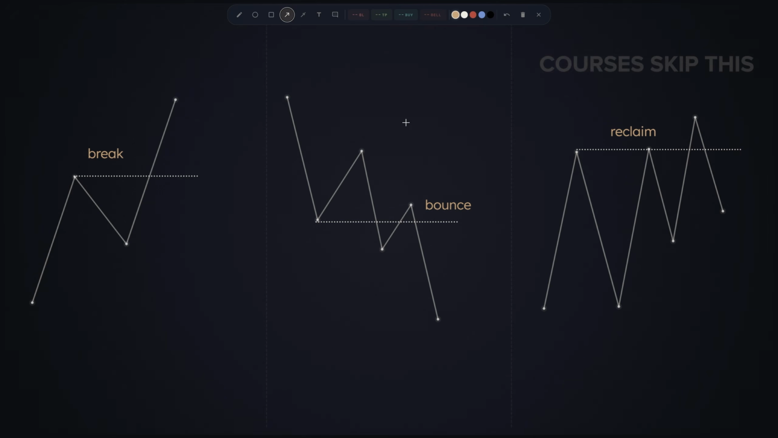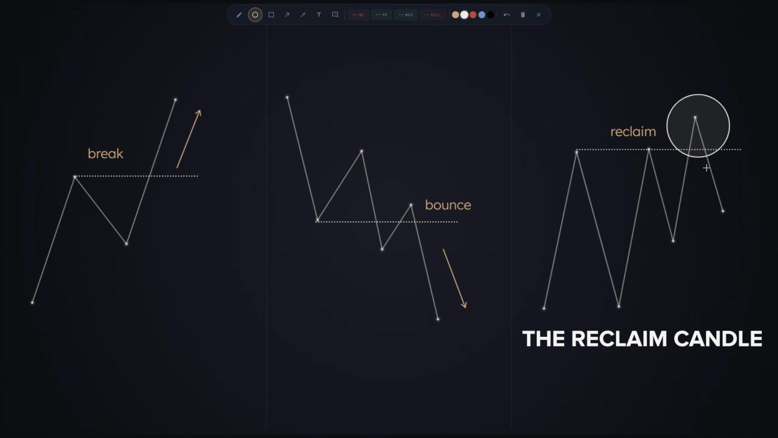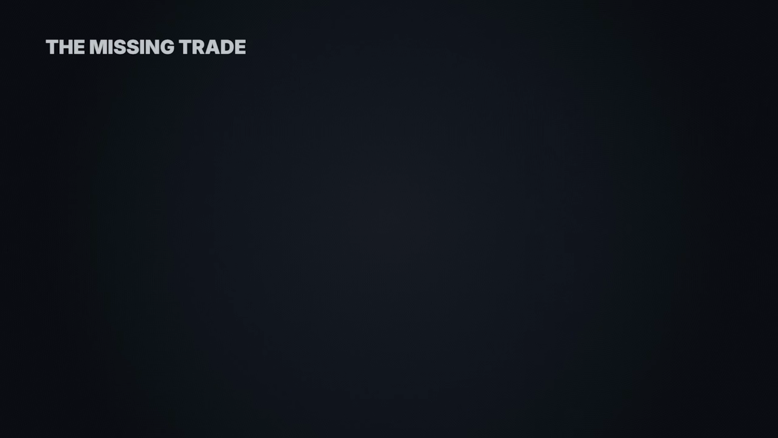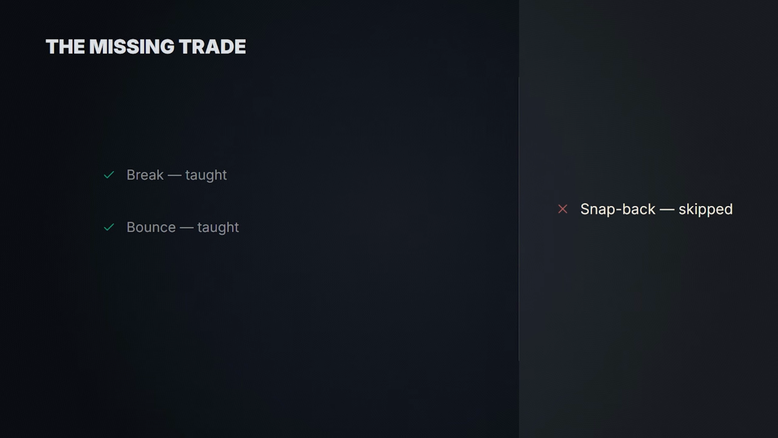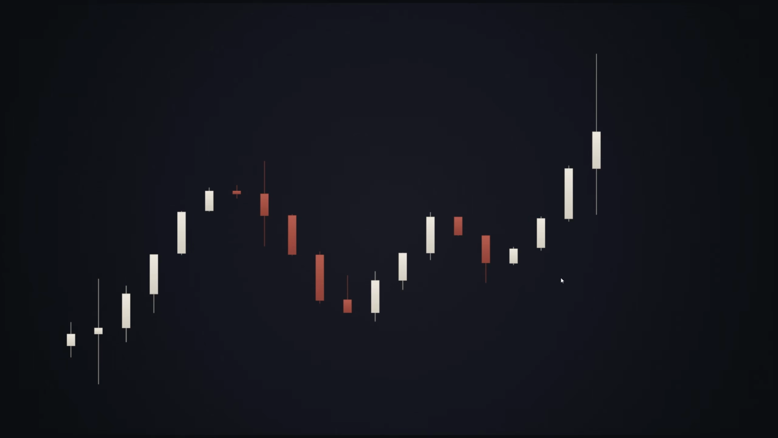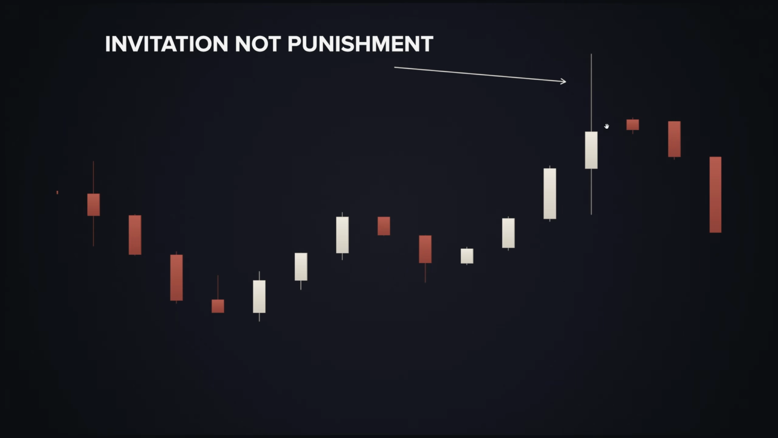Here's what most trading courses skip entirely. They teach you to trade the break or trade the bounce, but nobody teaches you to trade the snapback. That reclaim candle, the one that closes back inside the range after the sweep, is where the real information lives. It's the chart admitting the move was a lie. Once you start watching for it, every stop hunt on your chart starts looking like an invitation instead of a punishment.